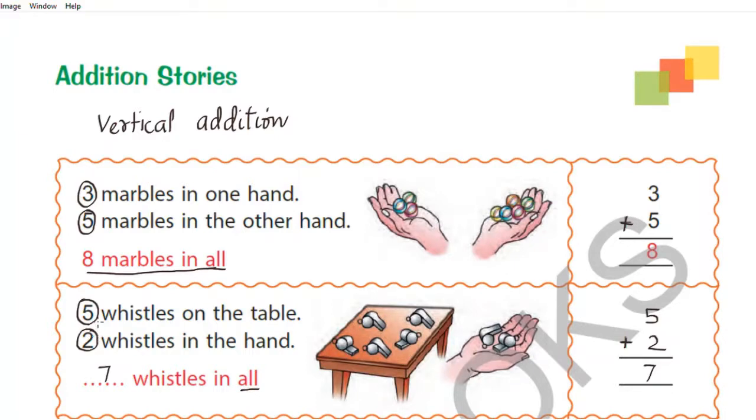So children, the two most important things: first encircle the numbers and then see the word for doing addition. And that's how you can find out the answer for your addition stories. Now let's see the next question to do addition.